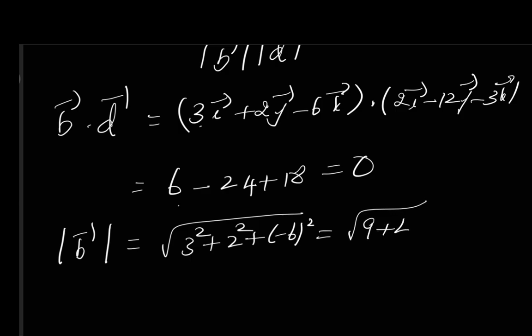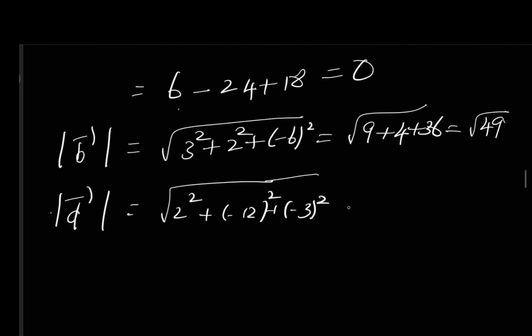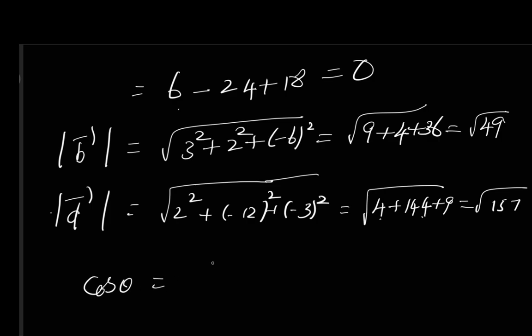3 3s are 9, 4, plus 36. Root of 49. Modulus vector d is square root of 2 square plus minus 12 square plus minus 3 square. This is equal to square root of 4 plus 144 plus 9. So what you will get here? 148 plus 9, here 157. So substitute in the formula. Cos theta is modulus of vector b dot d is 0 divided by square root of modulus vector b 49 into 157. This numerator 0, you will get 0.